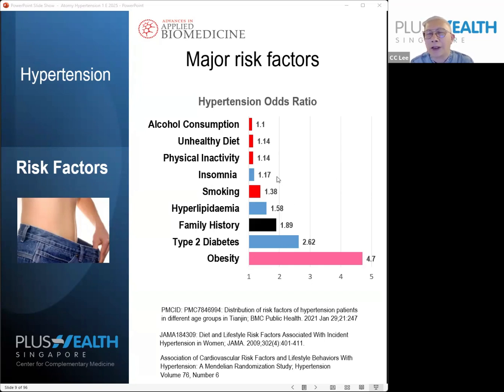So you look at the risk, the odds ratio, basically the multiplication of the risk you have itself. If we are obese, we have about 5 times higher risk of suffering from hypertension compared with a person not obese. If you are type 2 diabetic, you are 2.6 times higher risk of suffering from hypertension itself, and so on. All right. So therefore, today we will talk about the key risk factors, and how to manage it, how to prevent and basically reduce the risk of hypertension.